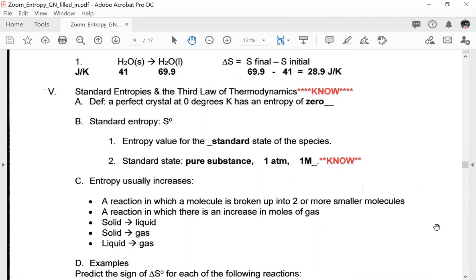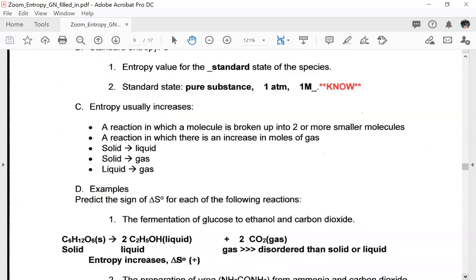So entropy usually increases when a reaction in which a molecule is broken up into 2 or more smaller molecules, a reaction in which there is an increase in the moles of gas, going from a solid to a liquid, going from a solid to a gas, going from a liquid to a gas.